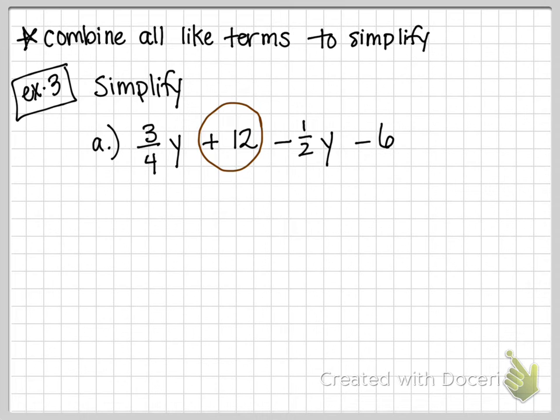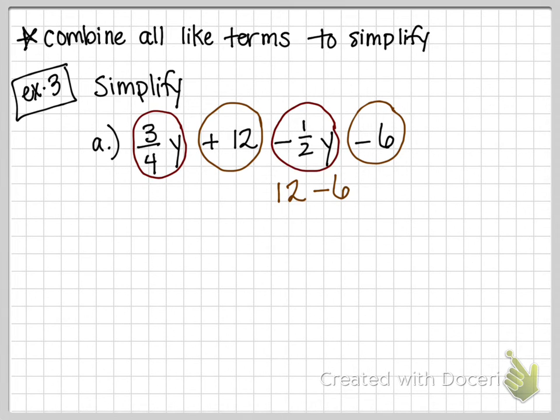Why are these like terms, Bridget? Because they both don't have y's. Good. What do we call those, Nicholas? Constants. Exactly. They don't have a variable. They're just a number. So we have 12 minus 6. That's our first set of like terms. What's the other set of like terms, Charlie? 3/4 y and negative 1/2 y. Very good. 3/4 y minus 1/2 y.